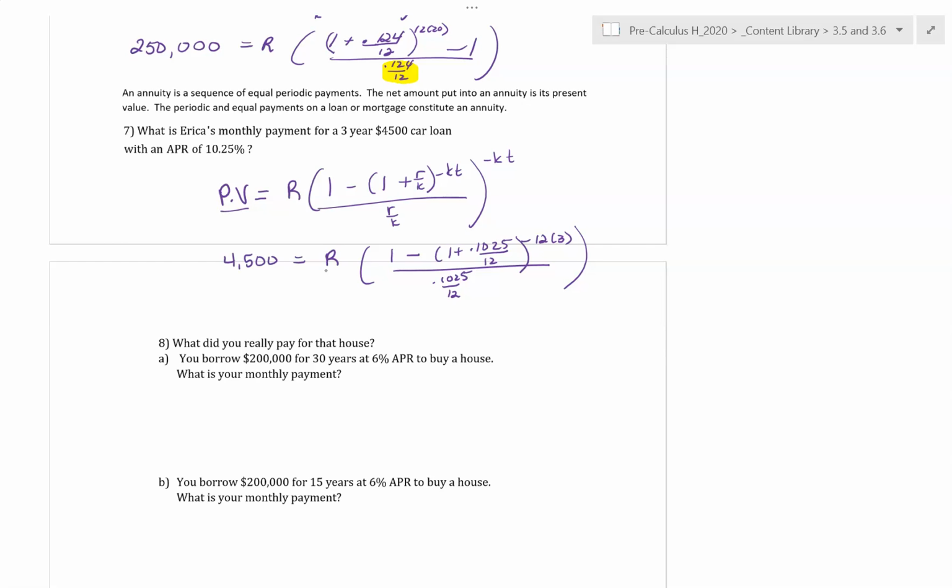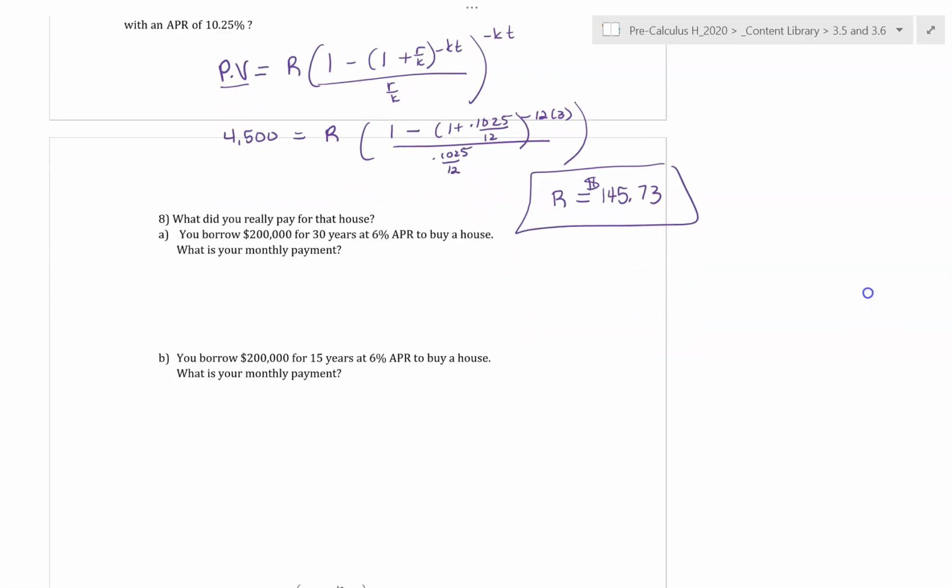So go ahead and pause the video and type this into your calculator and see if you can get the equal periodic payment. All right, so you're paying $145.73 every month to pay back that $4,500 loan over a period of 3 years. So notice the present value formula is a little bit different because, again, present value we're using for a loan. Now, hopefully the calculator is getting a little bit better, but we need more practice.